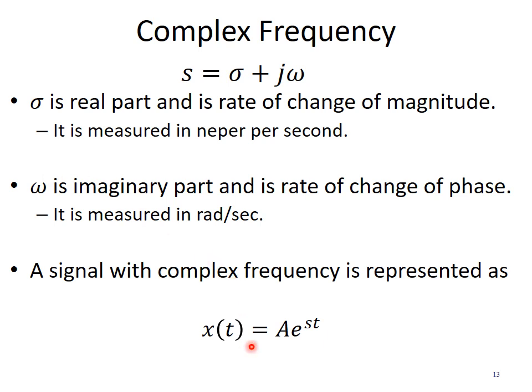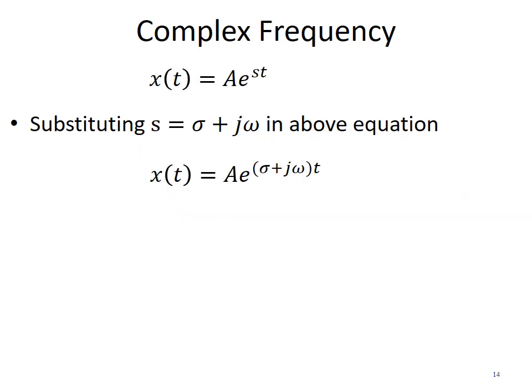Let us consider a signal having a complex frequency. Suppose x of t is a signal, and it has complex frequency s: x(t) = A e^(st), where A is the magnitude and e^(st) is an exponential signal having complex frequency s. Now let us substitute the value s = sigma + j omega into the above equation.